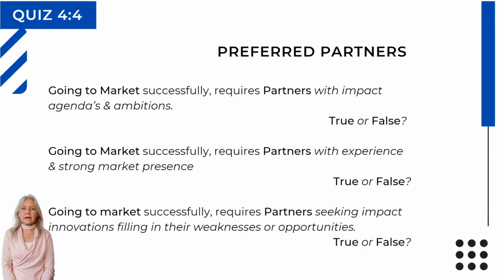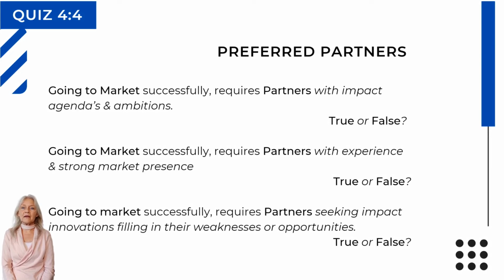Question: going to market successfully requires partners with impact agendas and ambition. Stop. True. Compatibility in impact agendas and ambitions is essential for effective cooperation and impact synergy.